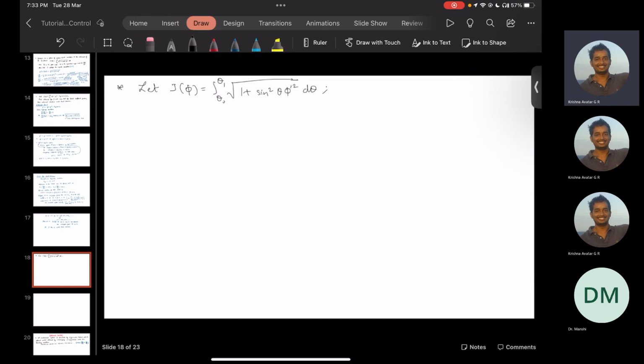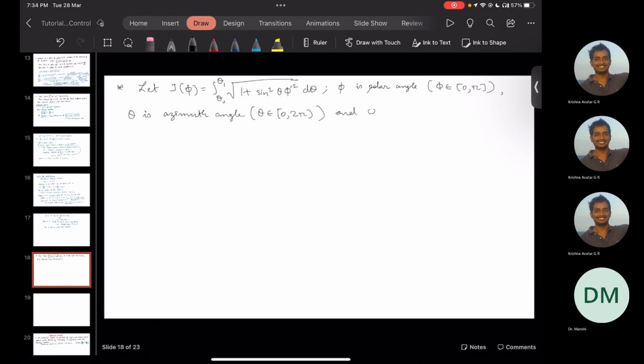And this is actually geodesics over a sphere, and here phi is polar angle. And polar angle simply means that phi is an element of 0 to pi. And theta is azimuth angle. And you very much recall from spherical coordinate system that theta is an element of 0 comma 2 pi, closed on the 0 side and open on the 2 pi side. Okay. And here phi prime denotes d phi by d theta.